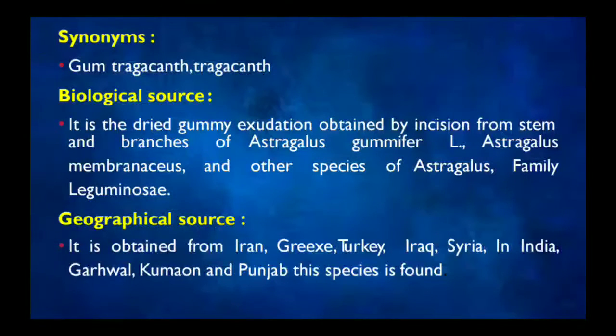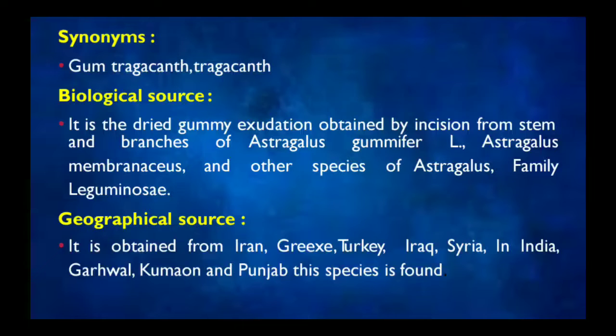So let's study in details about the gum tragacanth. The synonyms are gum tragacanth, or it is also called normal tragacanth. The biological source is the dried gummy exudation obtained from the incision from the stem and branches of Astragalus gummifer, Astragalus membranaceus and other species of Astragalus.